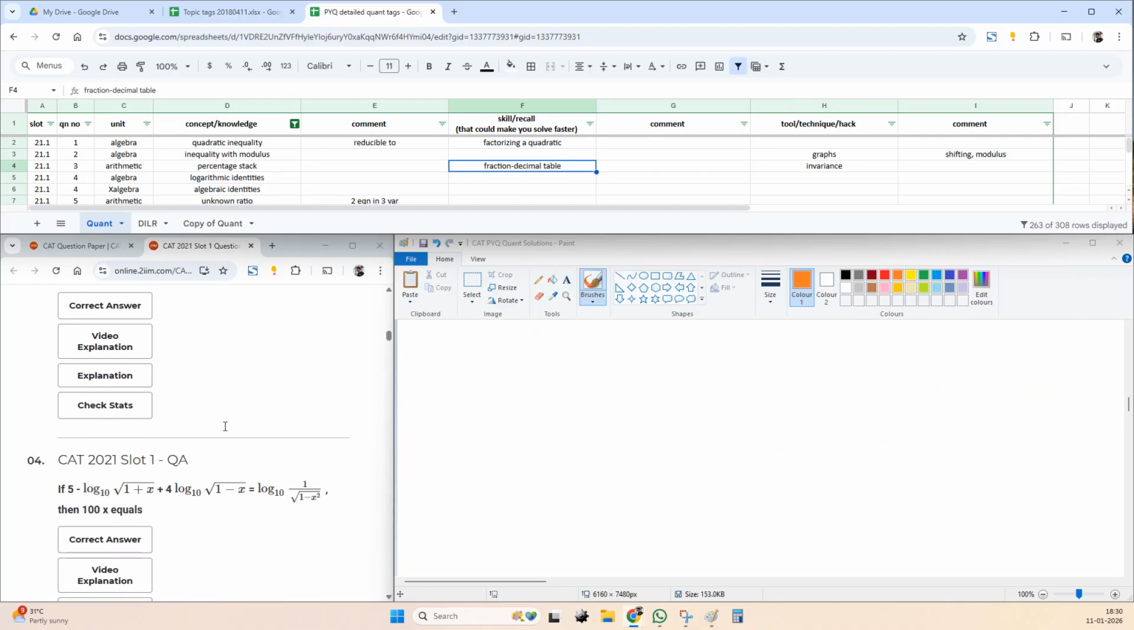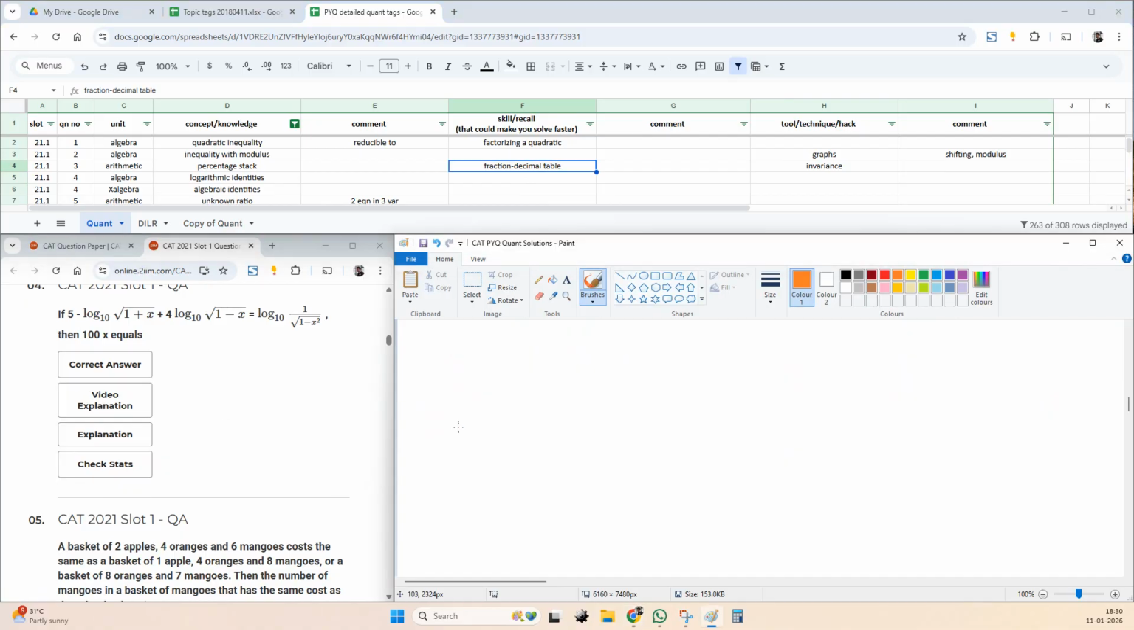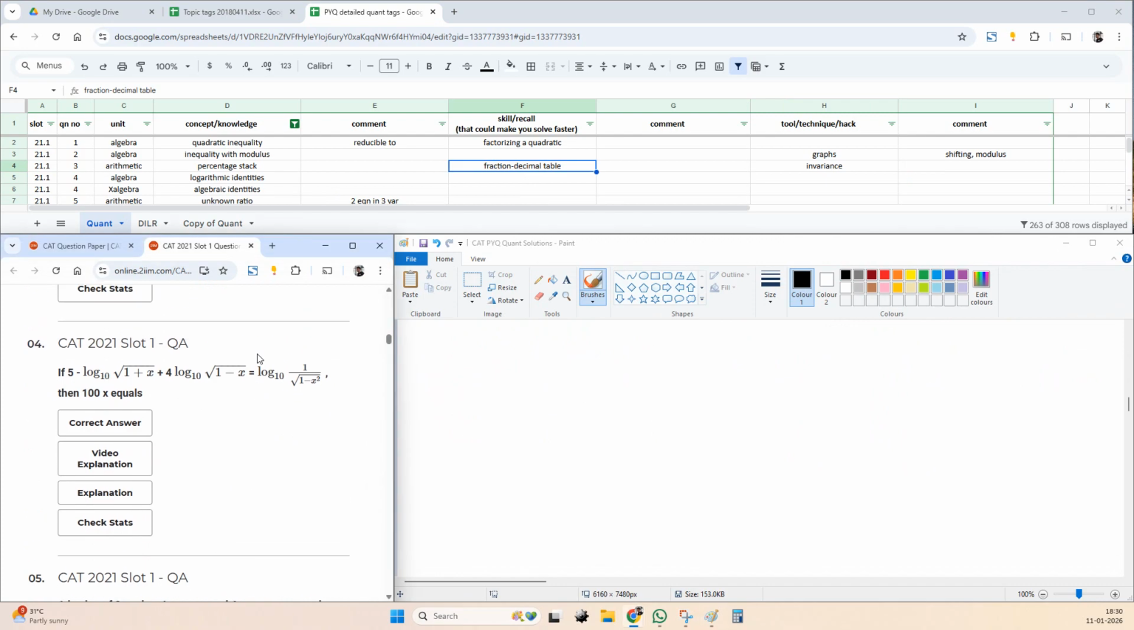Let's look at question 4. 4 doesn't really have any optimizations. You just have to do it the boring way that you'll do it in school itself. Your school solution doesn't really differ from your competitive exam solution. You just have to do it properly. Question 4. What do you have?